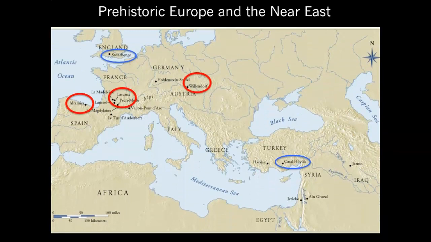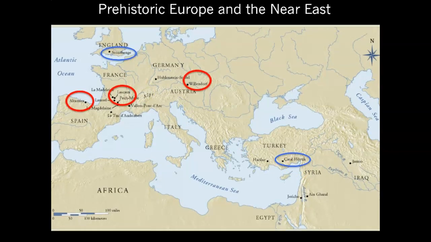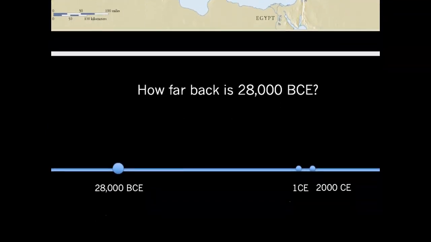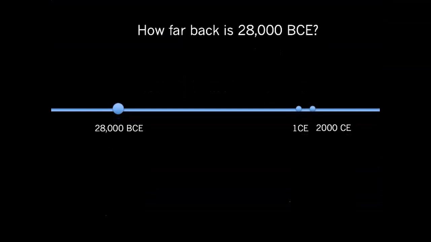Here's a map to show you exactly where we'll be jumping around. We're going to start with sites in Willendorf and Lascaux and Altamira. And then in the Neolithic, we're going to be looking at the settlement called Catalhoyuk and Stonehenge. Our oldest artwork dates back to somewhere around 30,000 to 28,000 BCE.